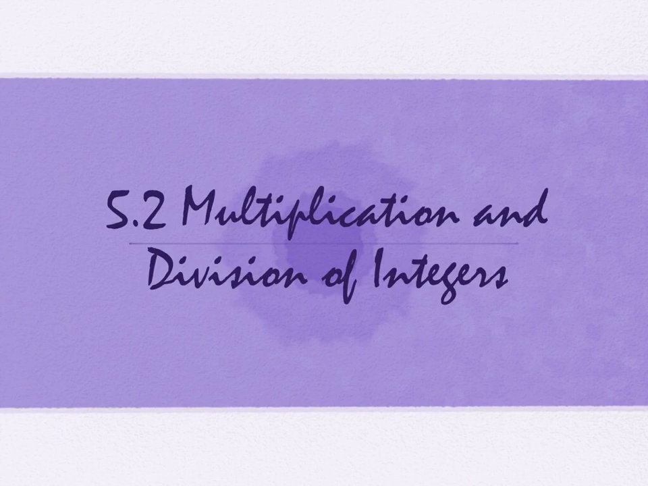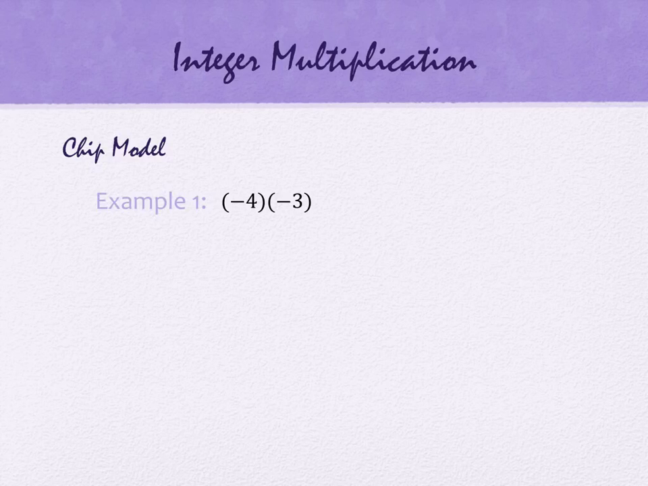Section 5.2, we're going to take a look at multiplication and division of integers. We're going to do 3 of our 4 models that we had used before. They lend themselves very well to this argument, some better than others. And the first model we're going to see was that chip model. Okay, so let's take a look at how we do this.